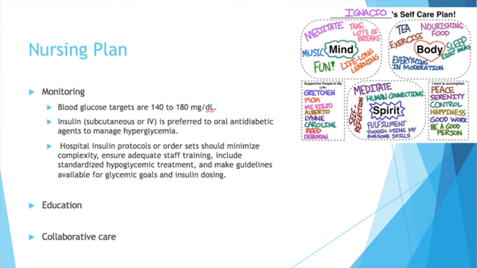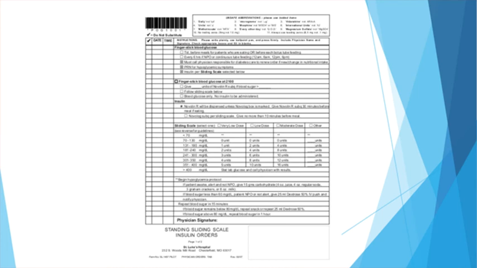Hospitals use insulin protocols or order sets, right? And saying how they should really minimize complexity. They should be able to be easily understood by the staff or the nurses. Nurses need adequate training on it, including standardizing hypoglycemic treatment, and then making guidelines available for goals and insulin dosing. The next slide, let me click on it, is an example, and I just grabbed a random example off of the internet of a sliding scale order.